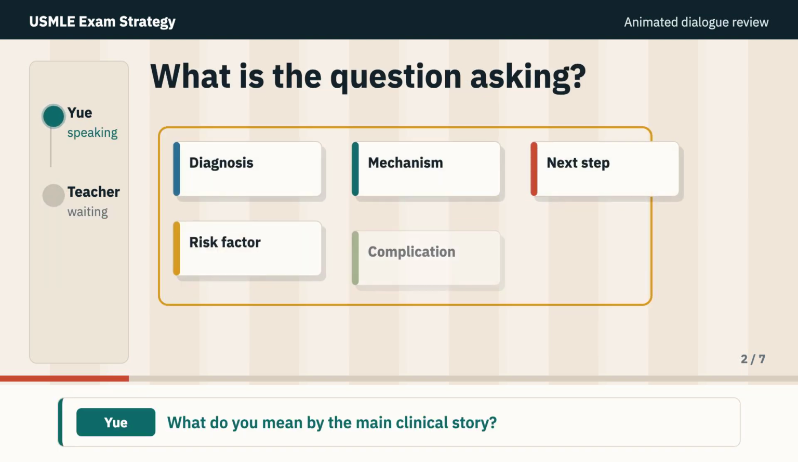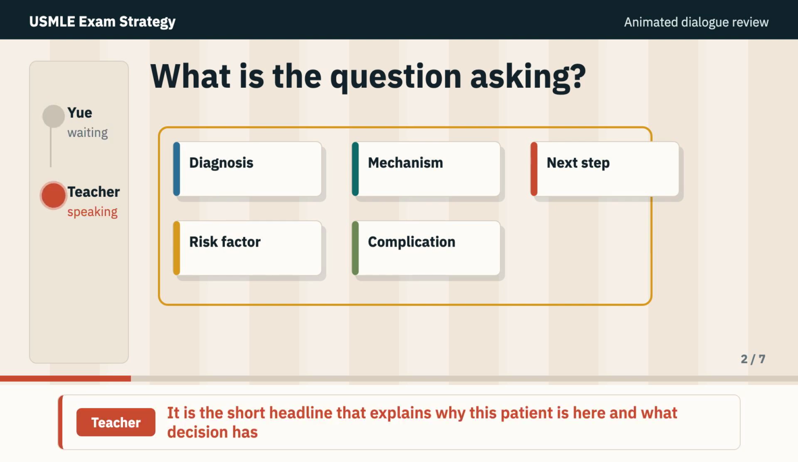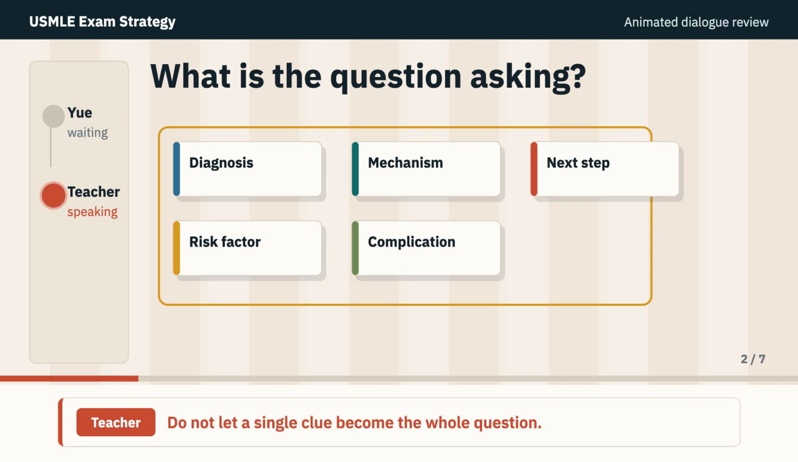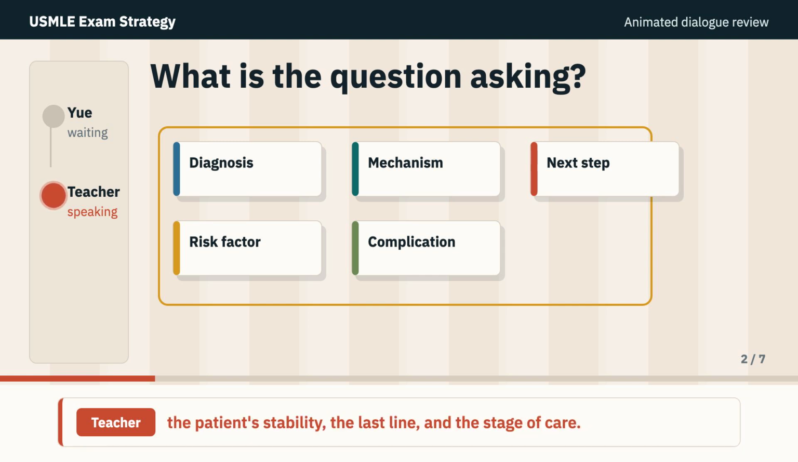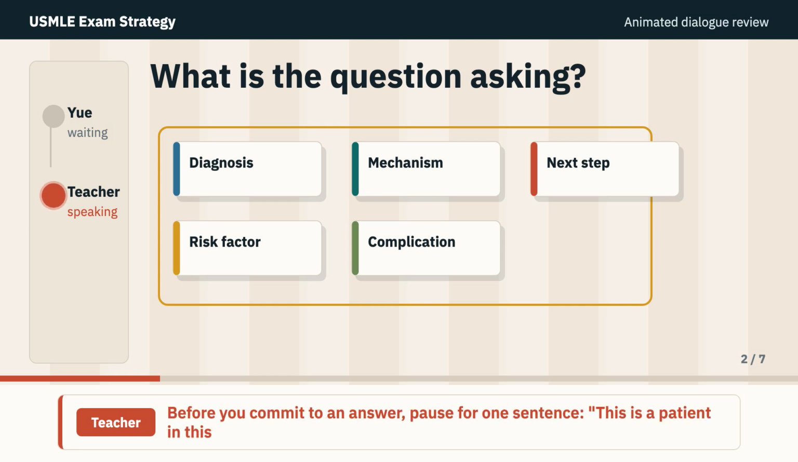What do you mean by the main clinical story? It is the short headline that explains why this patient is here and what decision has to be made. Do not let a single clue become the whole question. A lab value, a risk factor, a medication, or a classic symptom may be important. But the main story usually combines several things: the setting, the time course, the patient's stability, the last line, and the stage of care. Before you commit to an answer, pause for one sentence.